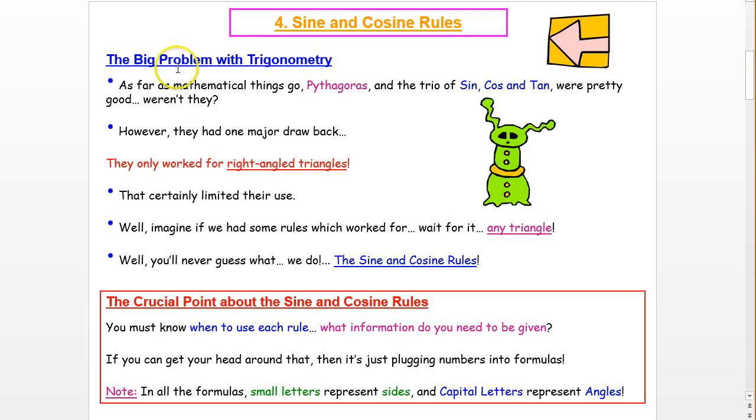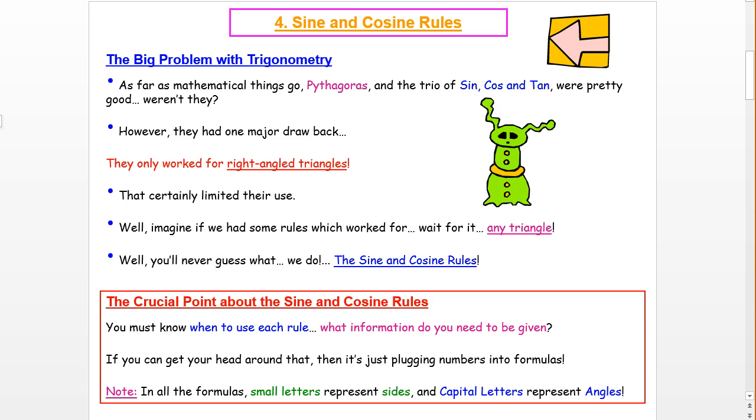So, up until now, when you're dealing with trigonometry, we've only looked at right-angled triangles. You can see there in red. They only work for right-angled triangles, but in actual fact, trigonometry can work for non-right-angled triangles as well, and that's what the sine and cosine rules do. They help us find missing sides and angles in non-right-angled triangles.